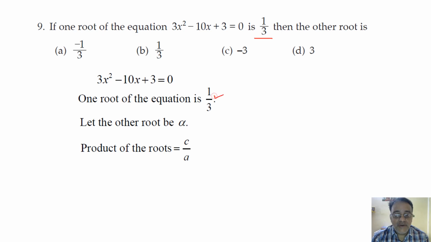1 by 3 into alpha. ठीक है, 1 by 3 into alpha is equals to 3 by 3. This is nothing but, no, 1 नहीं करेंगे, ये दोनों 3 को कैंसिल कर सकते हैं हम लोग. So we are getting alpha is equals to 3, and the correct option is Option D. Right. So now we are moving toward question number 10.